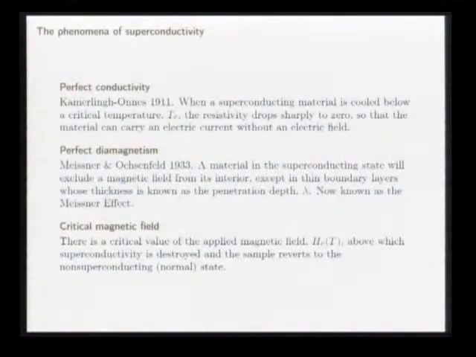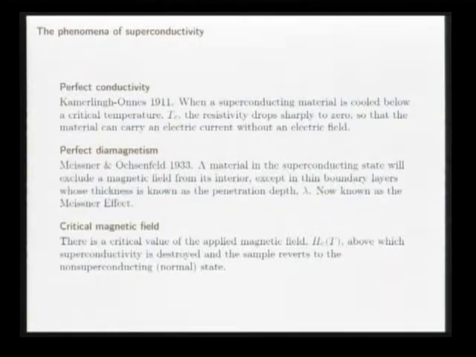So superconductivity was discovered back in 1911 in Leiden by Kamerlingh Onnes. He'd succeeded in liquefying helium, and what he did after that was cool lots of things down and measure their properties. And he found that when a superconductor is cooled below its critical temperature, the resistivity drops sharply to 0. So it's a material that can carry an electric current without having an associated electric field.